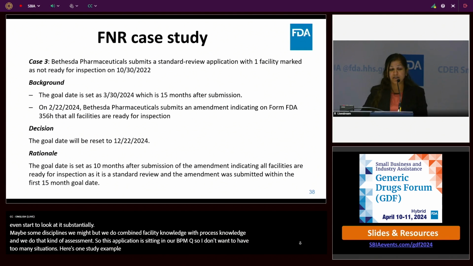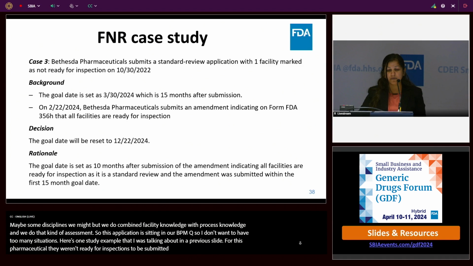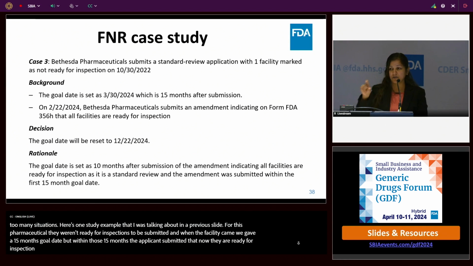But say Bethesda Pharmaceutical, they were not ready for inspection. Still, they submitted the application. And when the facility came, we immediately gave a 15-month goal date, right? But within those 15 months, on the 14th month, the applicant submitted that now they are ready for inspection. Now we calculated the goal date after that date. So they got 10 months because this was a standard application.